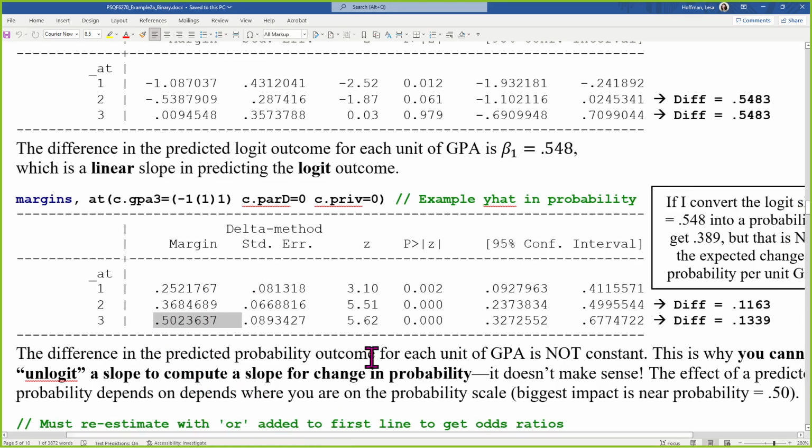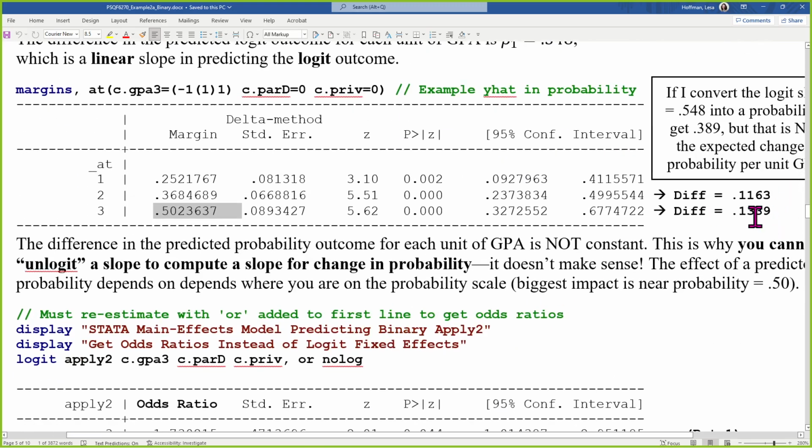The difference between those numbers is not constant. The difference is 0.11, 0.13. So the difference in probability per unit GPA is not a constant number. It's that S-shaped bendy function where the biggest differences are going to be in the middle and the differences sort of shut off as you move toward the edges.